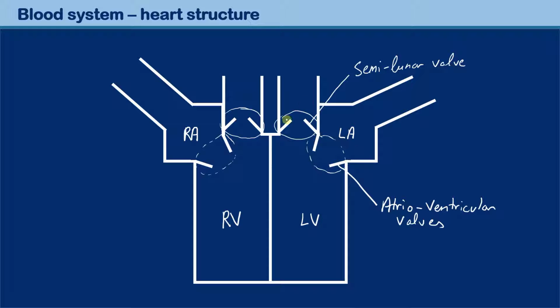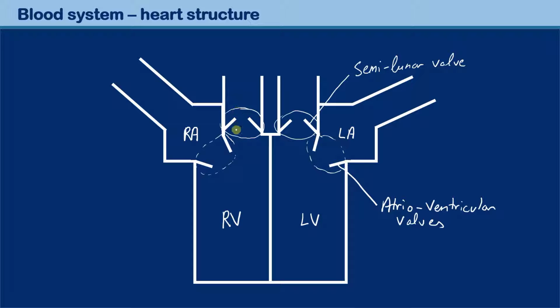Now, these valves also have more specific names. For example, this atrioventricular valve over here is also known as the mitral valve. This one is known as the pulmonary valve. For our purposes right now, not so relevant. Just know that there are these four valves which open up between the atrium and the ventricle, and here at the beginning of the arteries.